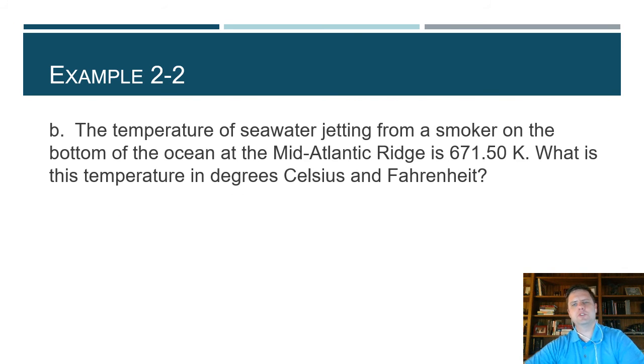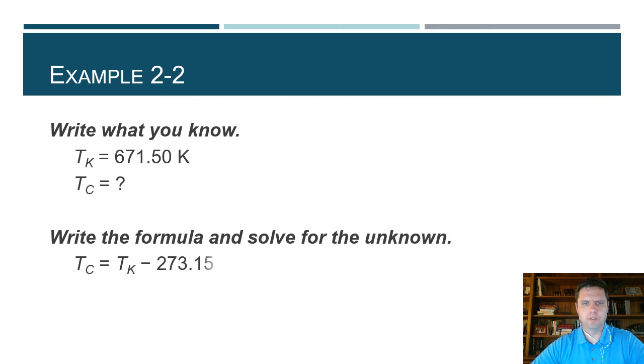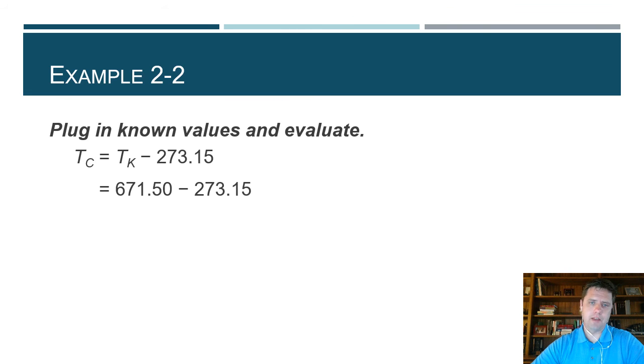How about this one: the temperature of seawater jetting from a smoker in the bottom of the ocean at the Mid-Atlantic Ridge is 671.5 Kelvin. What is the temperature in degrees Celsius and Fahrenheit? So the Celsius is an easy one. We write what we know: the temperature in kelvins was 671.5. We're trying to find its temperature in Celsius. The formula that we know is the temperature in kelvins minus 273.15. So when we plug in our values, we get an answer of 398.35 degrees Celsius. What's nice about the Celsius and Kelvin ones is we're just adding or subtracting 273.15.